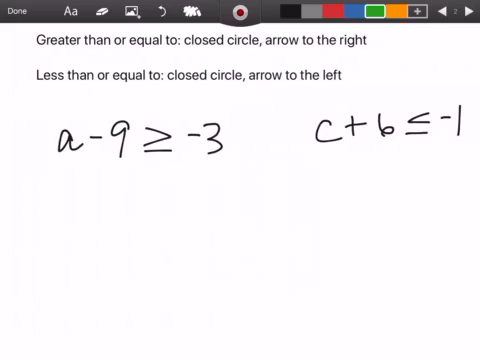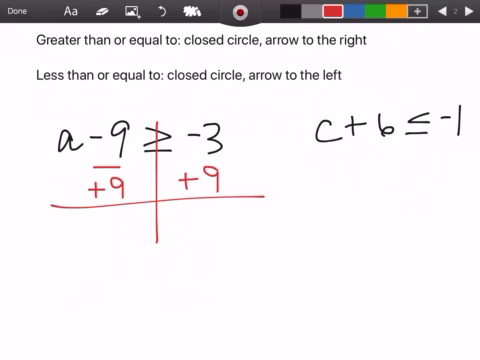All right, let's look at some greater than or equal to and less than or equal to. All right, this first one, a minus 9 is greater than or equal to negative 3. So I see that a is my variable. With a is a minus 9. So to get rid of that, I need to put plus 9 on both sides. Plus 9 on both sides.